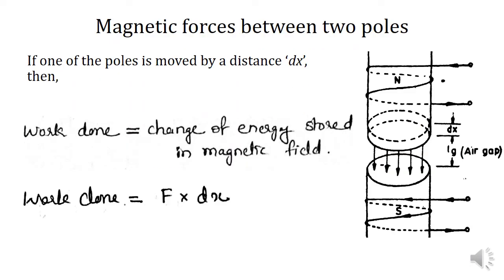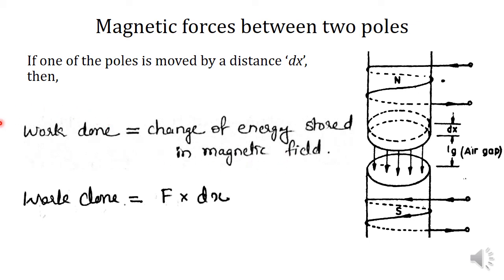Next, we will derive the expression for unbalanced magnetic pull. First of all, we will consider a machine with a simple north and south pole only, in which, due to the attraction between these poles, one of the poles has shifted through a small distance dx. Here, the north pole has shifted through a distance dx. So, if one of the poles is moved by a distance dx, then the work done will be equal to the change of energy stored in the magnetic field.